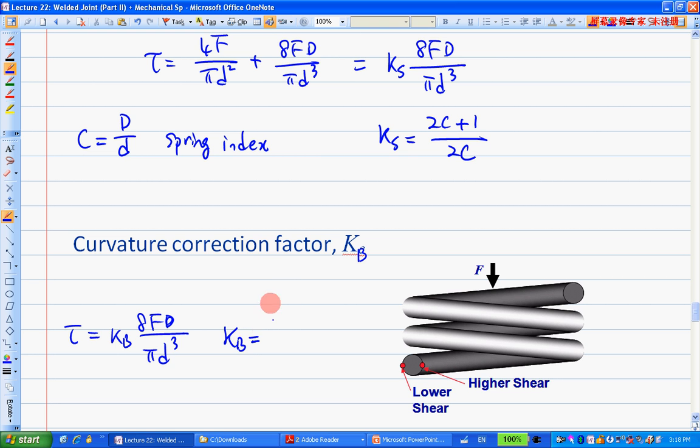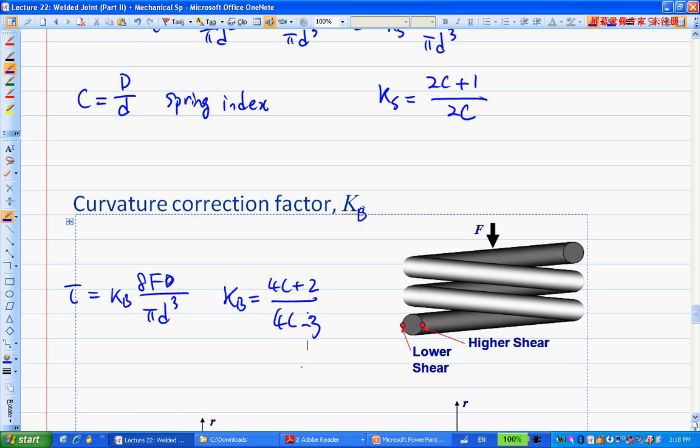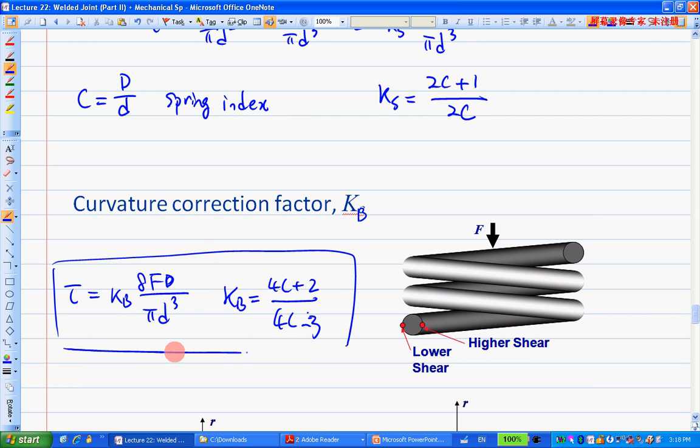And KB, why is it called KB? Because this is from a researcher called Bergsträsser. Okay, it's from a guy called Bergsträsser. So KB is basically called the Bergsträsser factor. Now, this is the formula we're going to use. Okay, so this is the formula we're going to use to calculate the stress on the spring.